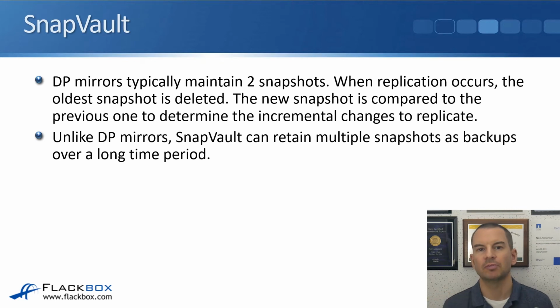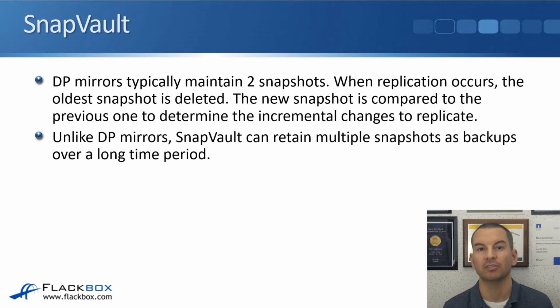So looking at a difference between SnapVault and SnapMirror. With SnapMirror data protection mirrors, there's typically two snapshots maintained on the destination volume. When replication occurs, the oldest snapshot is deleted. The new snapshot is compared to the previous one to determine the incremental changes to replicate. So with SnapMirror DP mirrors, it keeps the source and the destination volume in the same state, keeps them synchronized with each other, with possibly some delay depending on what your replication schedule is.